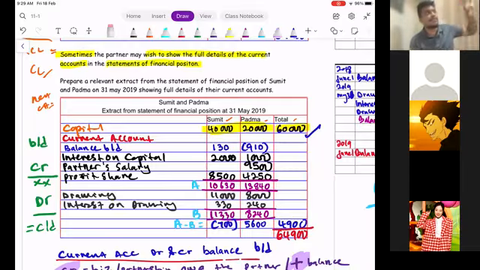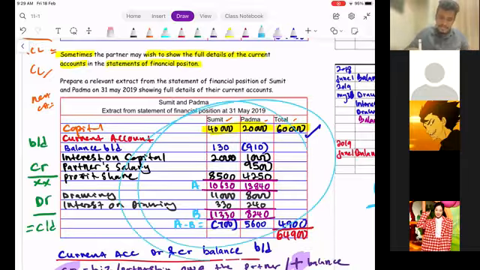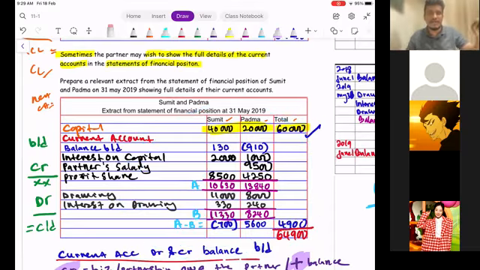Sometimes they want you to prepare the separate current account and then prepare the statement of financial position. Sometimes the question wants you to do like this. They will tell you, show the current account calculation within the statement of financial position. Then you need to do like this.